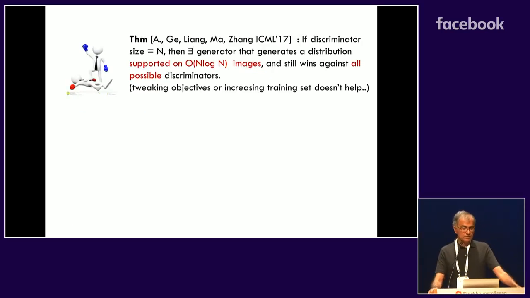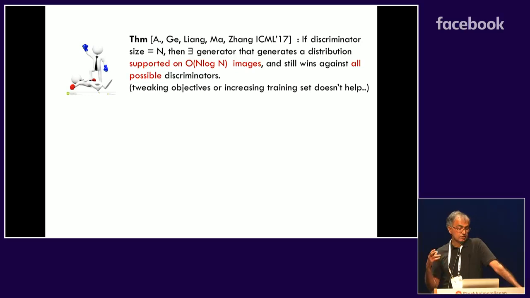So here's a theorem. This was a paper in the last ICML. If the discriminator size is n, capacity is n, then there's a generator that generates a distribution that's supported on n log n images, and it still wins against all possible discriminators. And furthermore, tweaking objectives or increasing the training set doesn't help. Okay, so the problem is with the size of the discriminator. And of course, always the discriminator is going to be some modest size, right? A few million parameters.